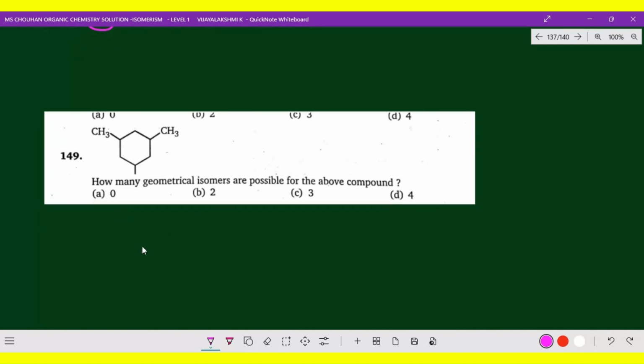How do we bring cis and trans? See, in that 135 all become wedge. So this is wedge and this is wedge. Right, now this side it's wedge and this side it's wedge. So both sides, I just put it upside down. The same question we have actually seen in our third or fourth video, because that question is also related to geometrical isomerism only. So here one side it is dash, the other two sides it will be wedge. I just put it upside down.